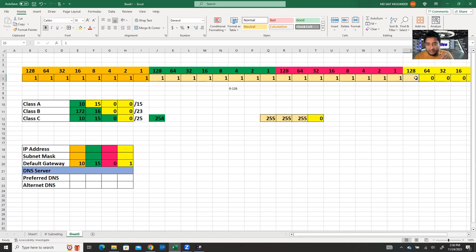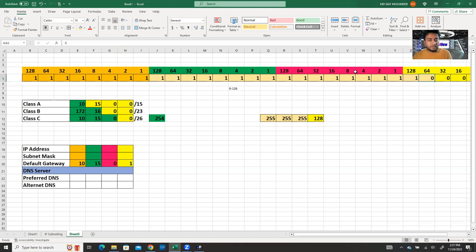So like this. Whenever this is the case, what should be the 4th octet value? Because you borrowed one bit, right? One bit value is 128. So it's just 128. Now, if it is /26, then what's going to happen? You have to borrow one more bit here, right?